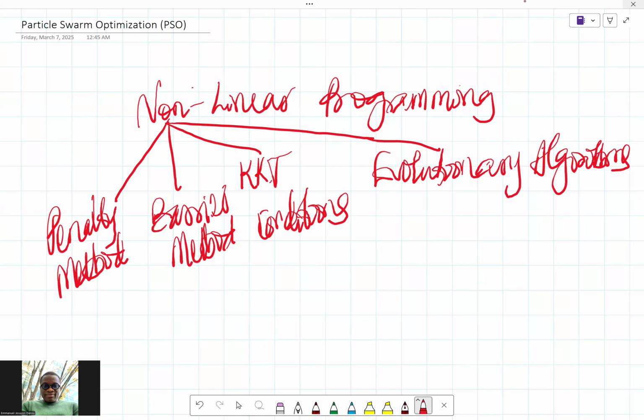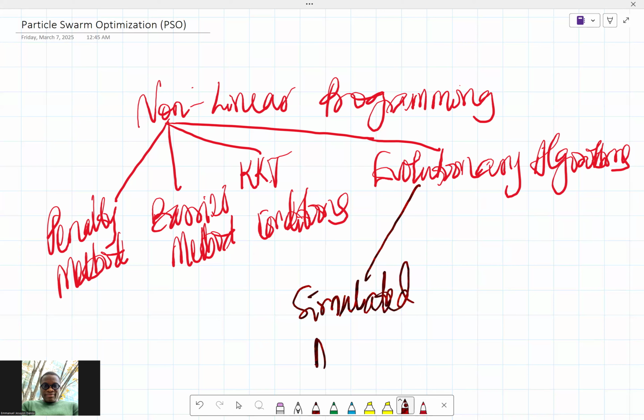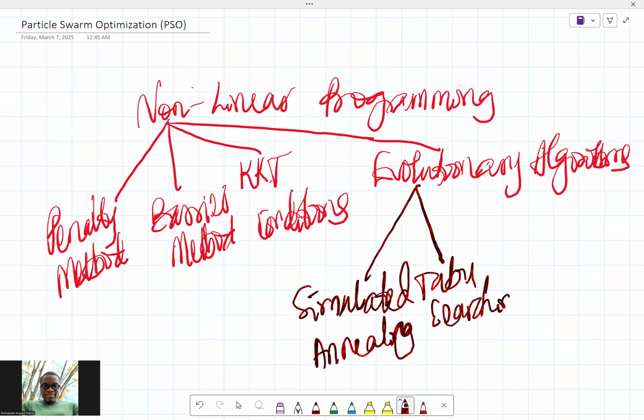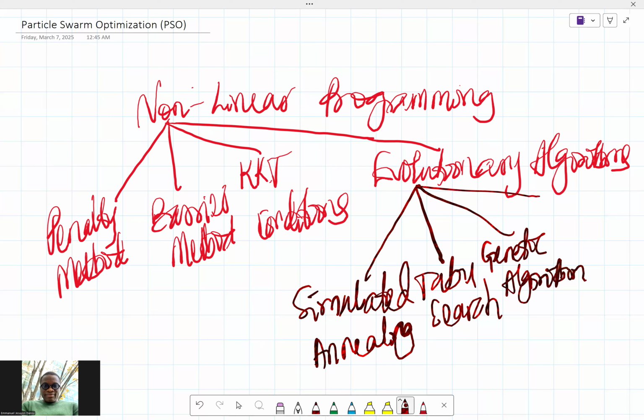Under the evolutionary algorithms, we've seen different things. First, simulated annealing, which mimics cooling in metallurgy. We've also seen taboo search, which uses memory to be sure that we do not visit a possible solution that was visited in the past. Then in the last video, we saw the genetic algorithm, which takes ideas from selection, mutation, crossover, and all that.